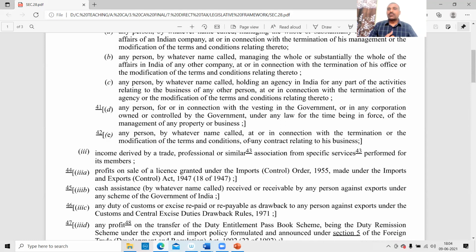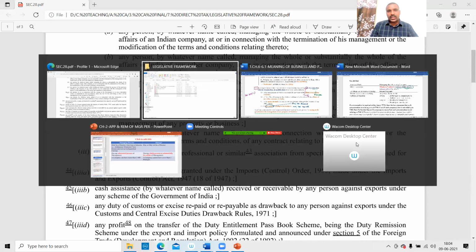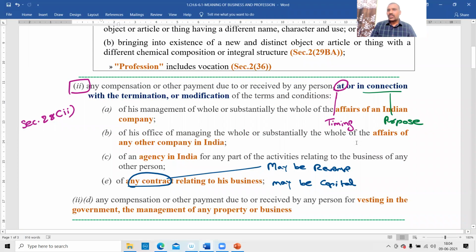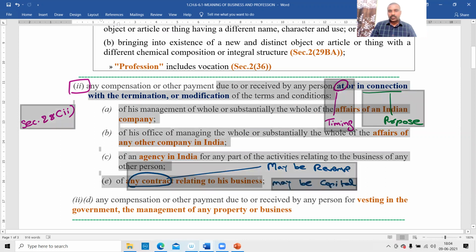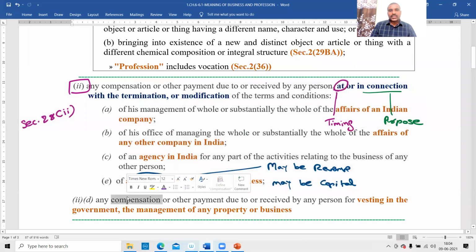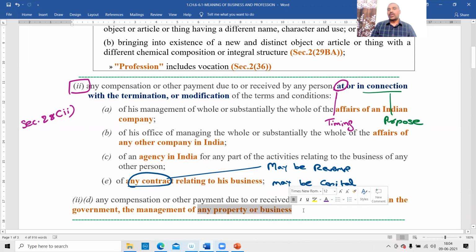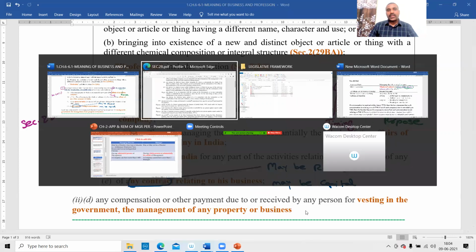But by including this point here, by whatever name called, any person by whatever act or in connection with the termination or modification of any contract related to the business, whether it is a revenue item or whether it is a capital item, okay, any contract is taxable, right? Next, any compensation or other payment due to or received by any person for vesting in government the management of any property or business. Okay, what is happening here?